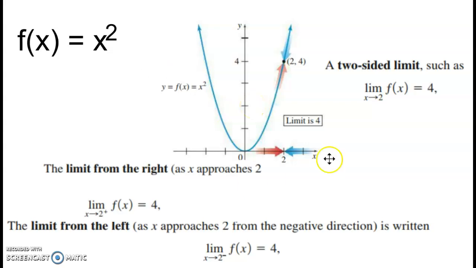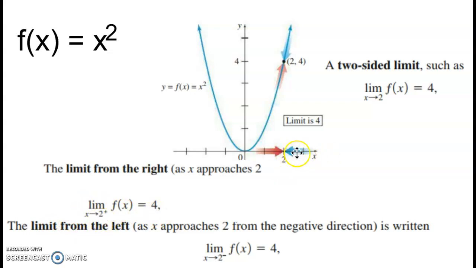In math, the notation for that is right here. Here's our function f of x equals x squared. This is reading the limit as x approaches 2 from the right. That's how you read this notation. The limit as x approaches 2 from the right of f of x is 4. Okay? The limit as x approaches 2 from the right.